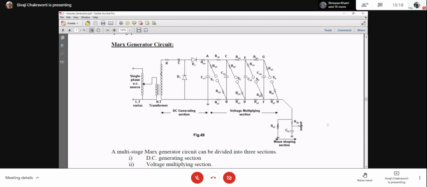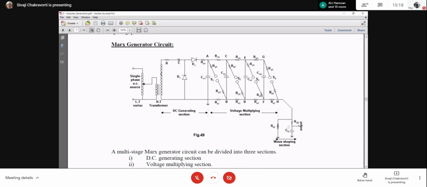So these RE1 are called discharge resistors. But since they are distributed in nature, RD1 are called distributed damping resistors. Then RE1 are called distributed discharge resistors. Whereas RE2 is called the lump discharge resistor, and RD2 is called the lump damping resistor.